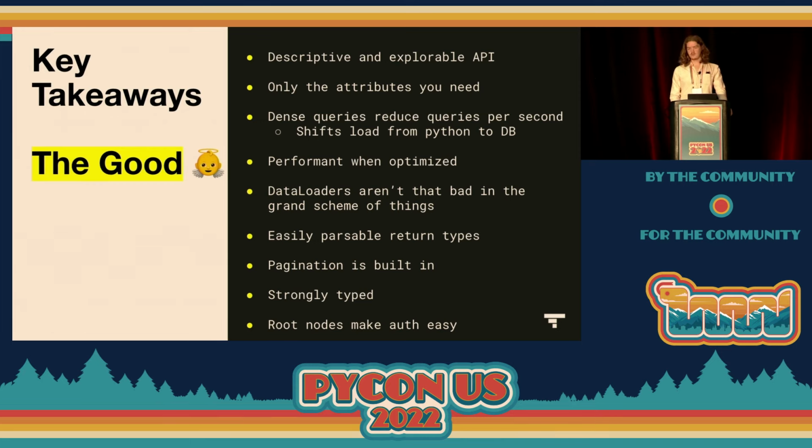They are easily parsable return types. They're in the same format that we query GraphQL with. Pagination's built in. That's a total freebie, and that is something that is amazing. You should definitely use it if you have large responses. Past that, all of our types are strongly typed in the schema, and they're documented as being strongly typed. And our root node makes auth easy because all of our users have to come through one place.